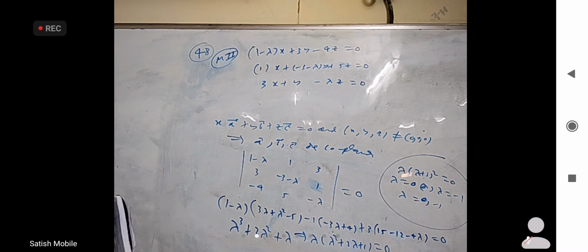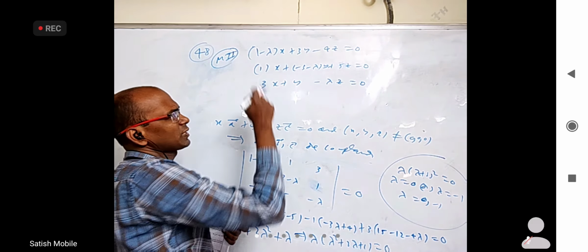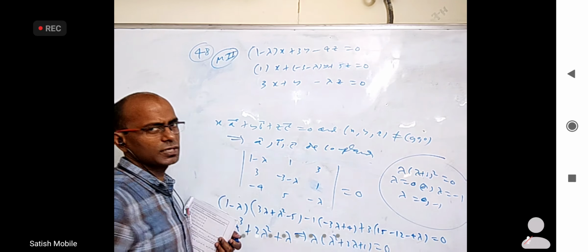Okay. If you equate the x coefficient, you will get equal to lambda x, I brought this side. You will get minus plus lambda y, I brought this side. You will get equal to lambda z, I brought this side. Okay.